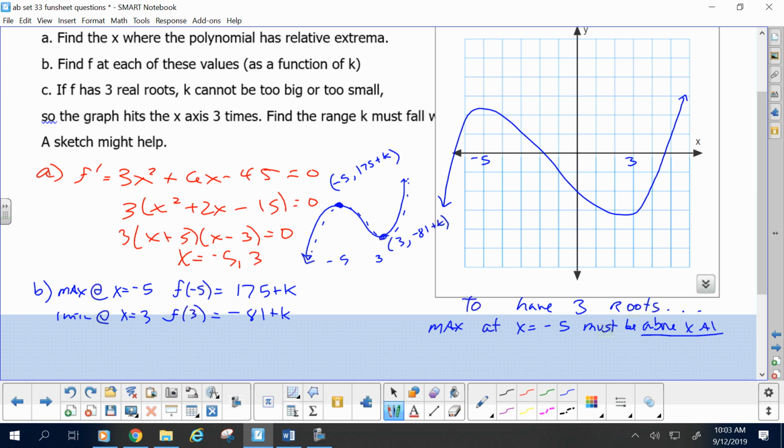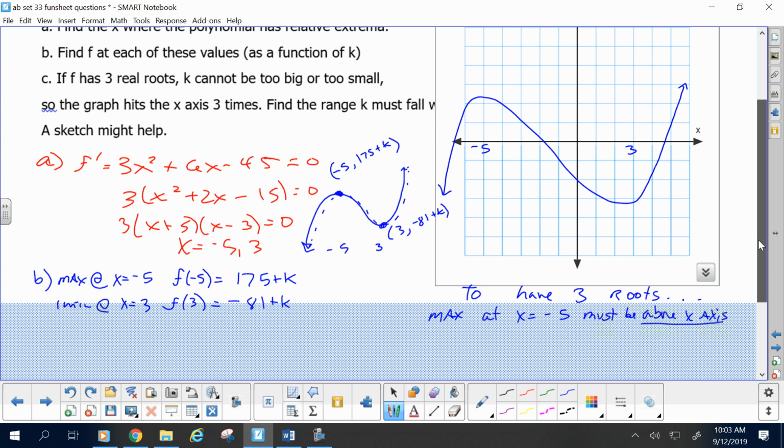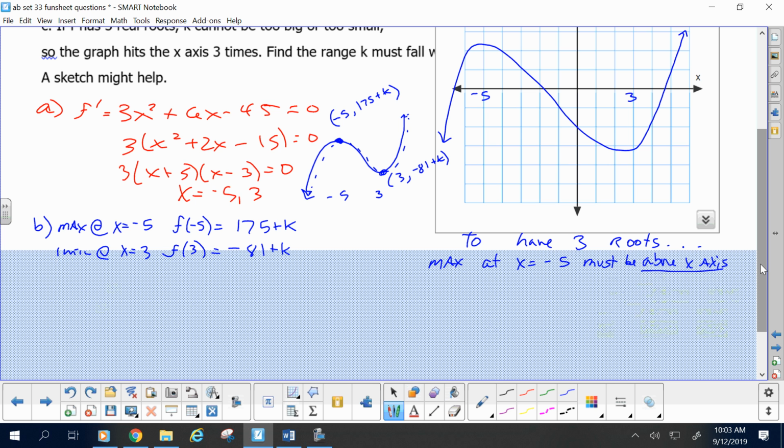Now that's where I started. Again, I want to emphasize that nobody knows where this is going. You just kind of start nibbling away, taking logical steps. Now let's take some logical steps from this. So that's the max, y when x is negative 5. That means the y must be, well, if it's above the x-axis, the y has to be what? Positive. The y has to be positive. Well, what's the y at x equals negative 5?